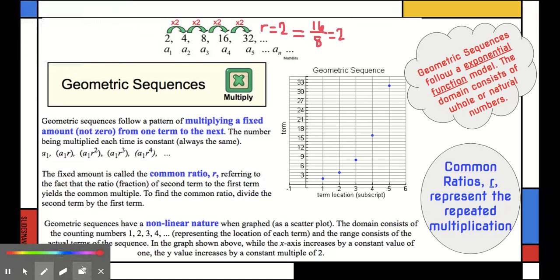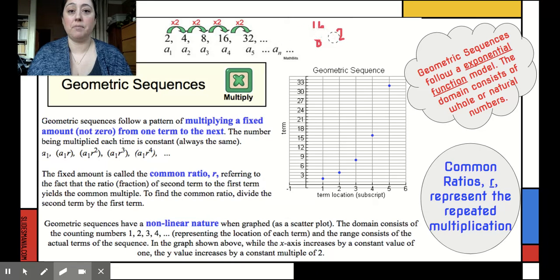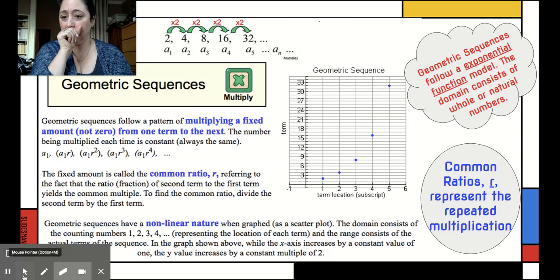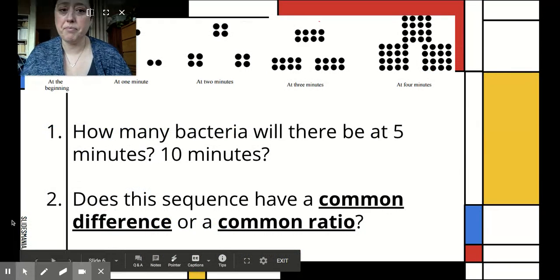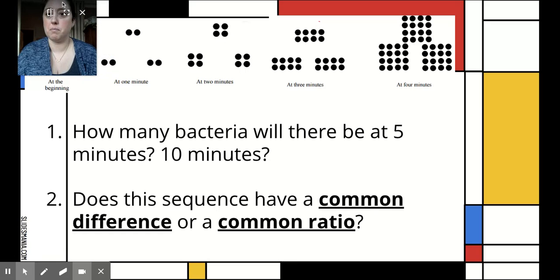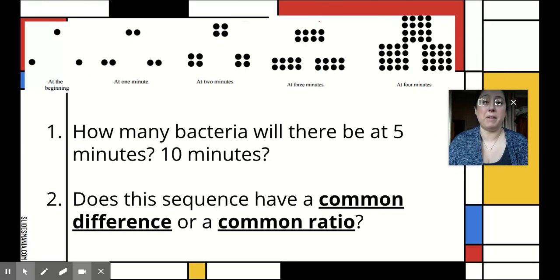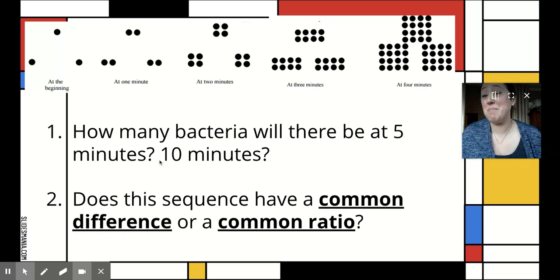All right. So let's go on to the next slide. Let me erase this. Okay. So on the next slide, we are going to be doing an example. All right. So how many bacteria will there be at 5 minutes, okay, and at 10 minutes?